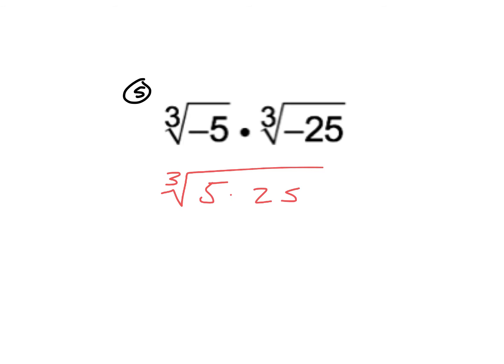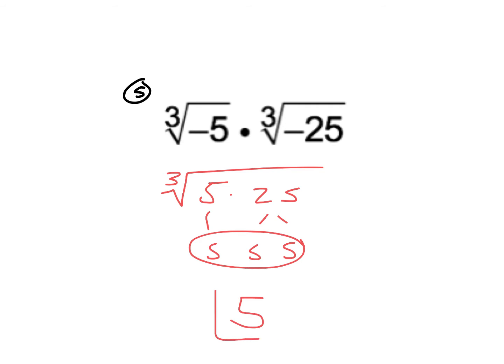And then let's break everything down. Can we break 5 down? Nope, it's already a prime number. What about 25? 5 and 5. We circle groups of how many here? 3. So what's our answer? 5.